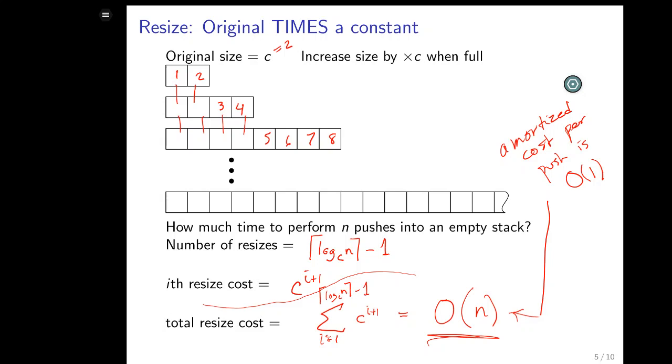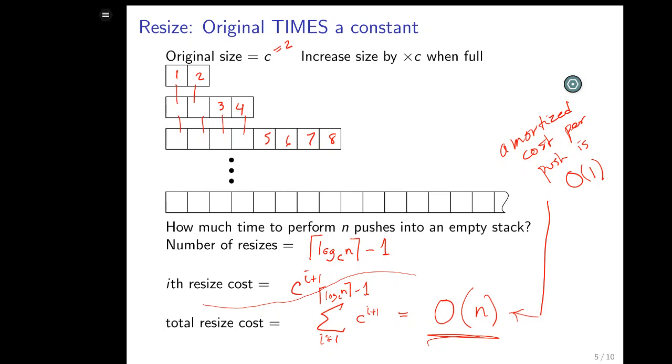I still don't understand what you mean by that. How do the items pay for the resize cost? Oh, think of it this way. I have a certain number of elements in my stack. Let's just talk about the first step. I have two things in my stack when I perform a resize. I'm resizing by basically two. Now I have four things in my stack. I'm resizing by basically four.